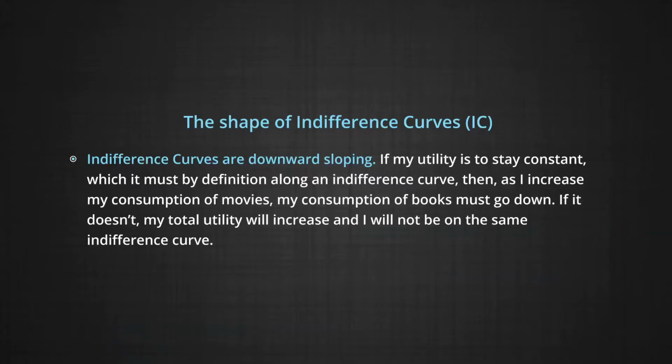If my utility is to stay constant, which by definition it must along an indifference curve, then as I increase my consumption of movies, my consumption of books has to go down. If it doesn't, my total utility will increase and I will not be on the same indifference curve.